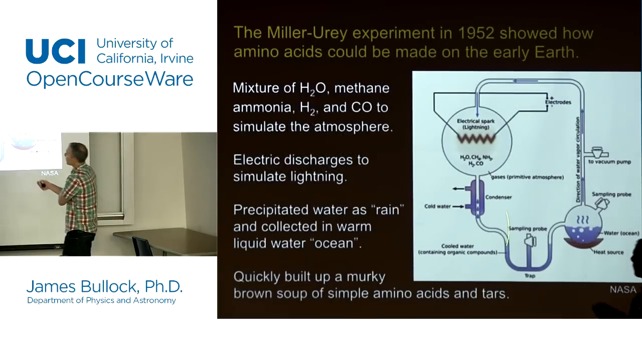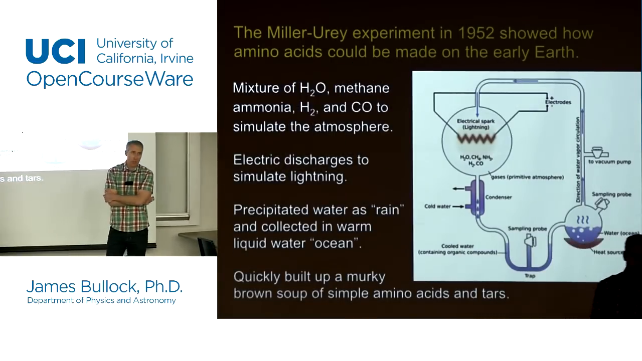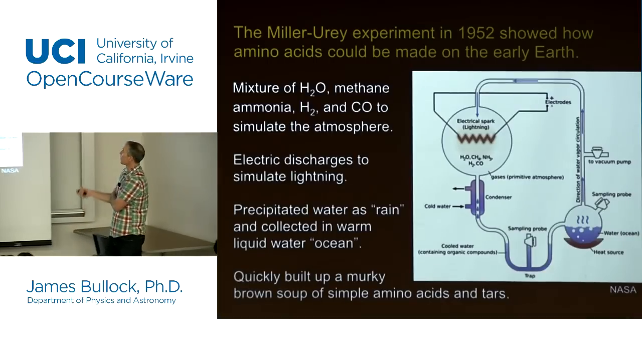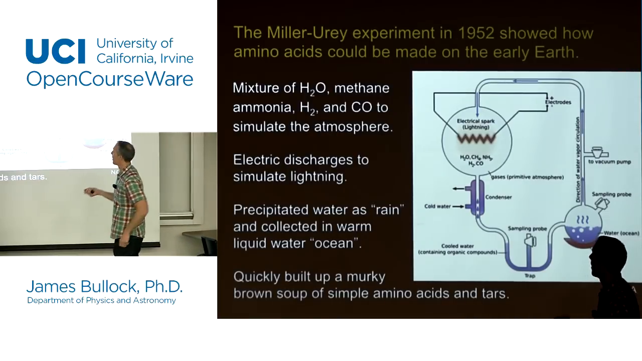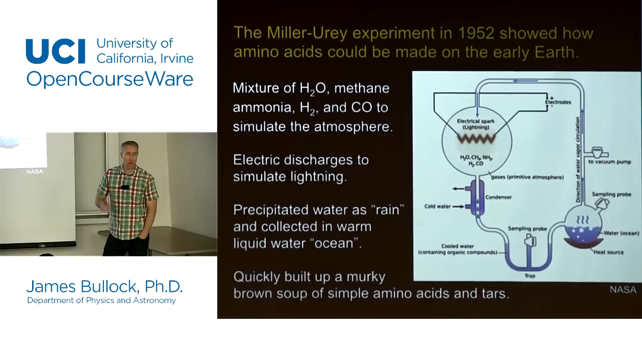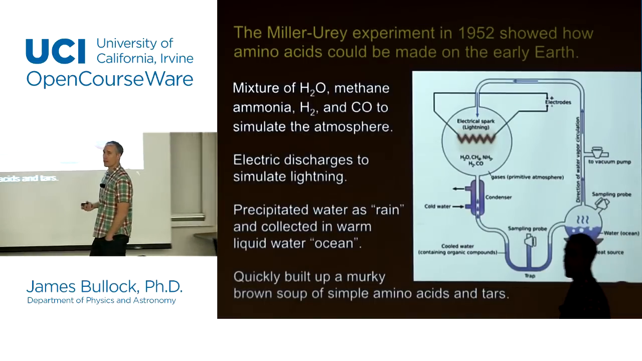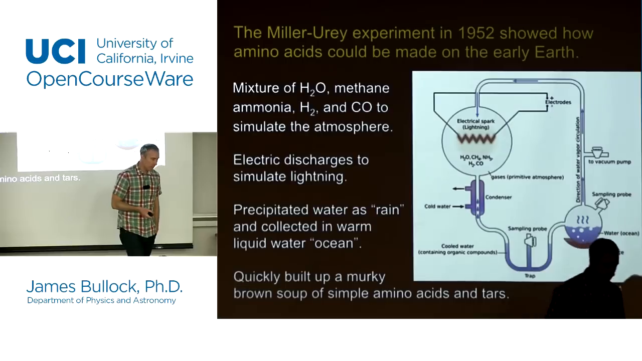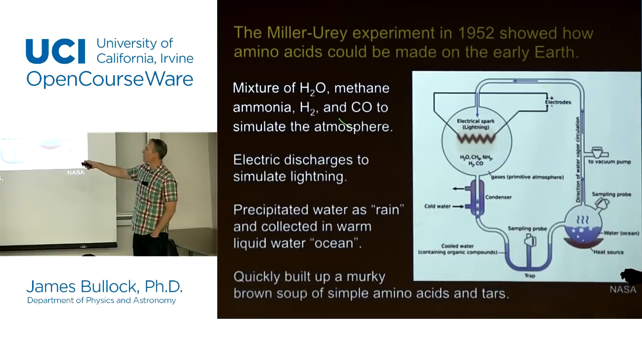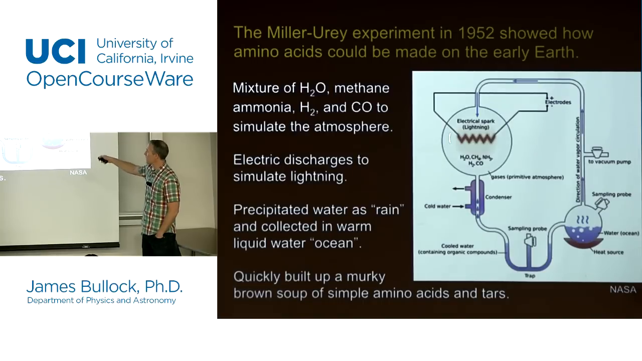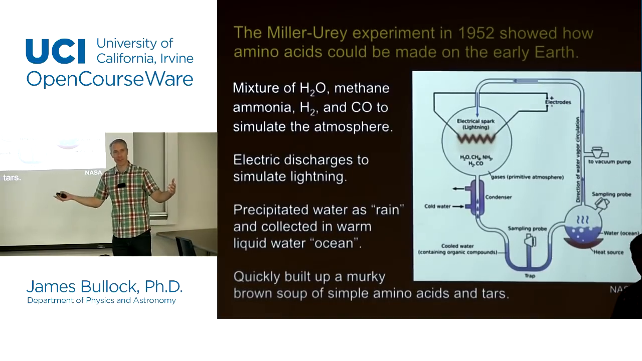One of the really breakthrough experiments that got people very excited about the origin of life is called the Miller-Urey experiment in 1952. What they did is they showed that amino acids, these fundamental amino acids that are the backbone of life on Earth, could be made in the laboratory under conditions that we think are not unlike the early Earth. Okay, so they had a mixture of water and methane and ammonia and CO, and they pumped it in this atmosphere, and then they ran an electric shock through it. So you can imagine this was lightning on the early Earth, okay?